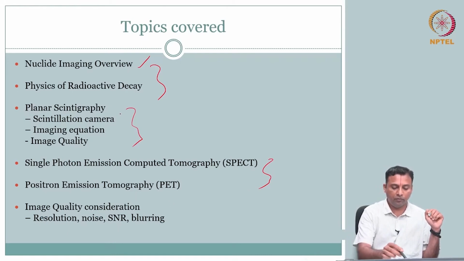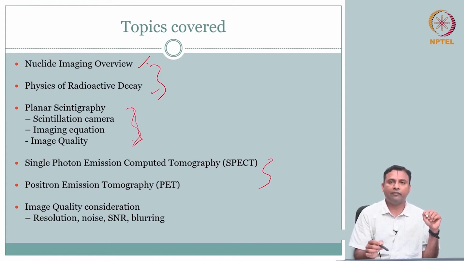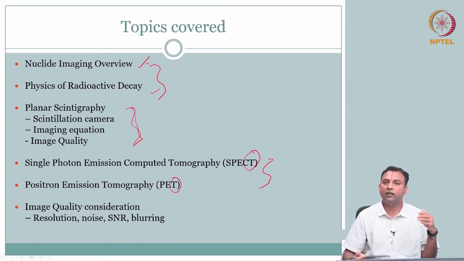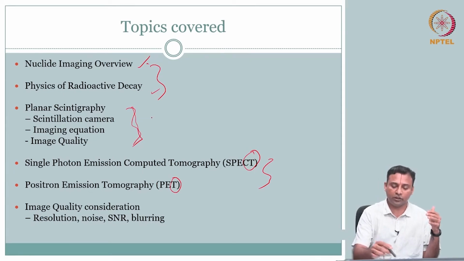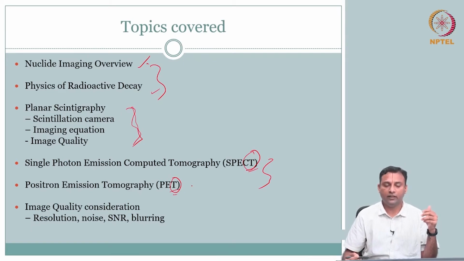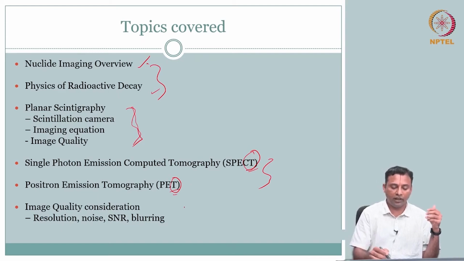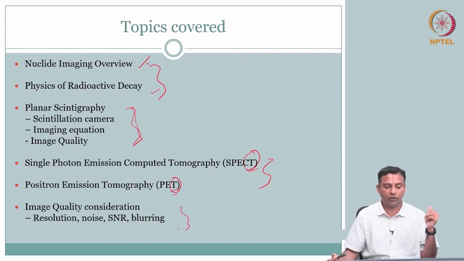So what we will do first is start with overview and then physics, spend some time on planar scintigraphy, and then on tomography, very similar to the template that we followed, right? X-ray imaging, so physics we covered, then projection radiography. After projection radiography, we started to talk about the tomography part of it, right? So a similar order we will cover here, and then conclude with image quality considerations for SPECT and PET.